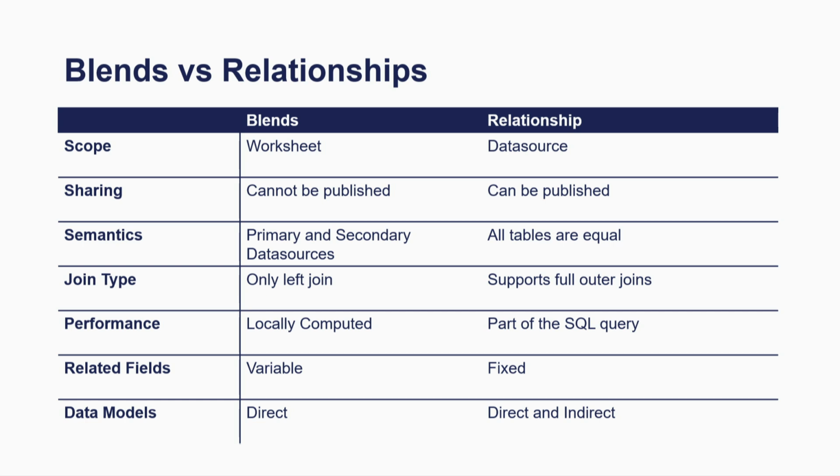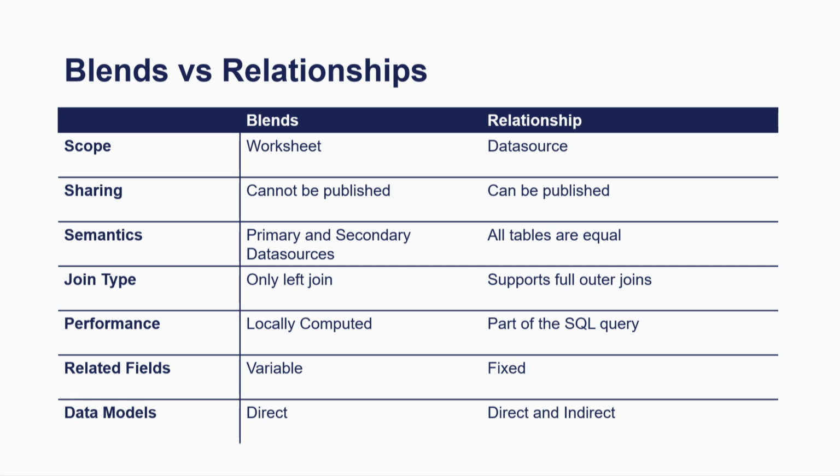In terms of the semantics, blending has a primary and a secondary data source, and the secondary data source is very much a second-class citizen. With relationships, all of the tables are equal. And so some of the limitations you may have encountered with blending, where you can't use LOD expressions or count distincts and so on, all of those go away with relationships. In terms of your join type, blending is always a left join to the primary data source. With relationships, all join types are supported. So you can do full outer joins now in combination with aggregate joins.